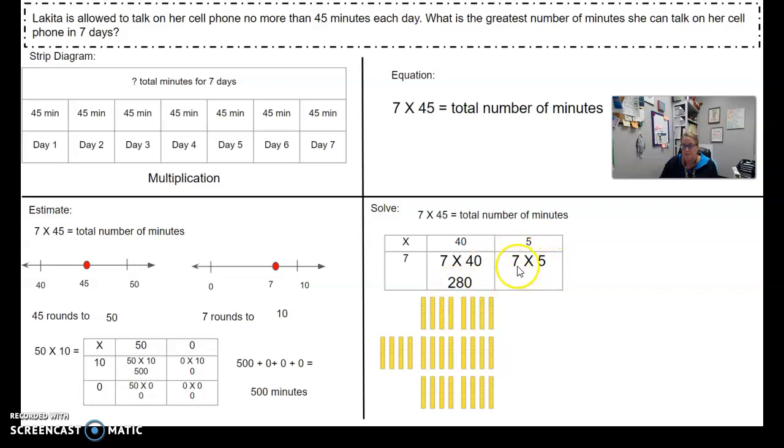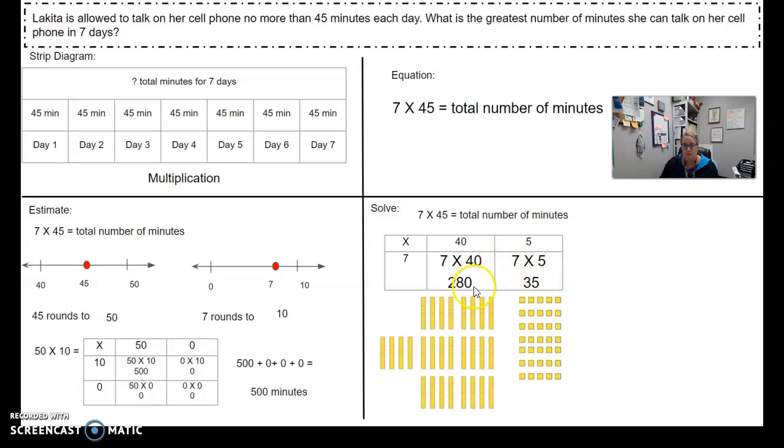I'm going to do the same thing for 7 times 5. I could skip count by 5s because I know how to do that. Or I could represent 7 groups of 5. So if I do that, then I am going to either count by 1s or I could count by 5s. I'm going to count by 5s. 5, 10, 15, 20, 25, 30, 35. So I know that 7 times 5 is 35.